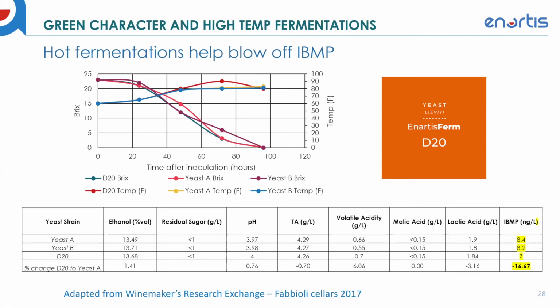When we got the temperature up to 90 degrees, we saw a 17% decrease in the IBMP in the resulting must. In this case, we only got it up to 90 degrees. If we got it up to 95 or even 98 degrees, we would blow off even more of that green characteristic. So higher temperature fermentations can be another tool in your tool belt to blow off some of those green characters.